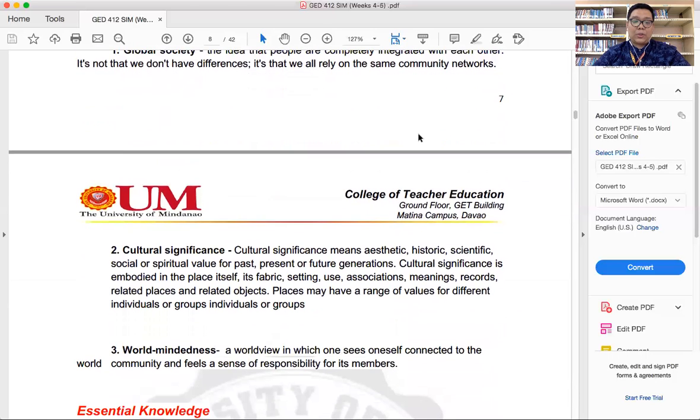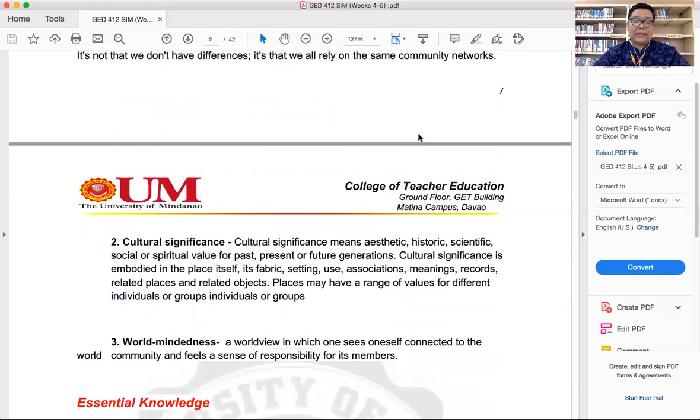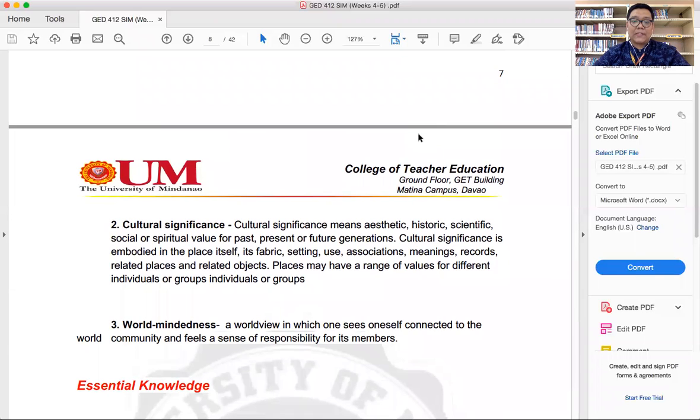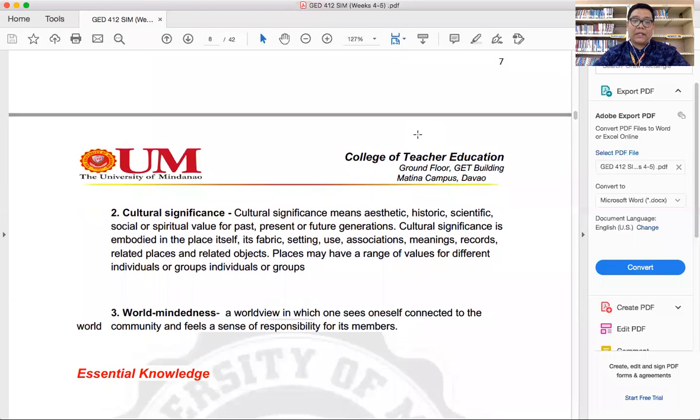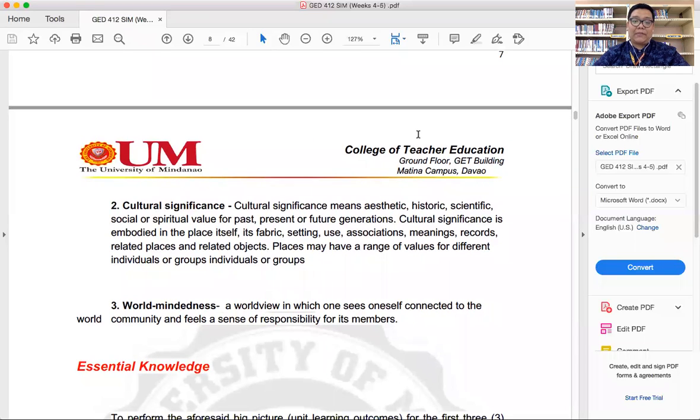Another term that we should understand is cultural significance. Cultural significance means aesthetic, historic, scientific, social, or spiritual value for past, present, or future generations. Cultural significance is embodied in the place itself, its fabric, setting, use, associations, meanings, records, related places, and related objects. Places may have a range of values for different individuals or certain groups of people.